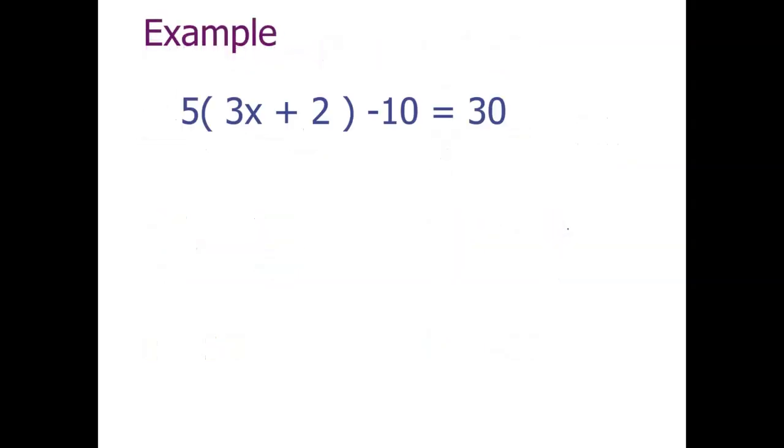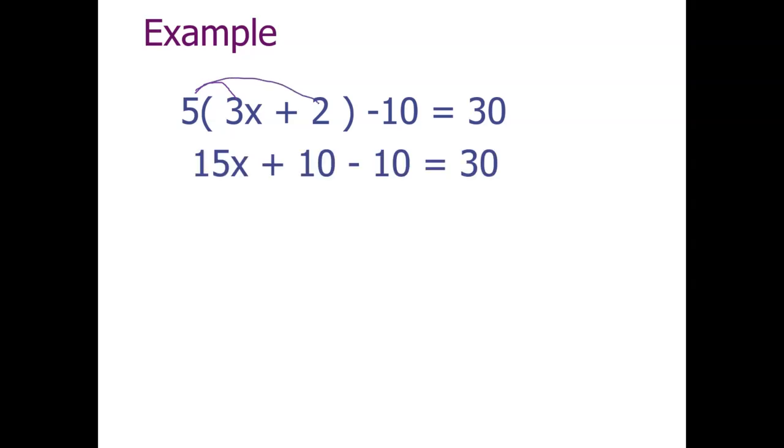Here's our first example. 5 times the quantity 3x plus 2, minus 10 equals 30. In this case, I'm going to use first the distributive property. 5 times 3x is 15x. 5 times 2 is plus 10. That's how I get 15x plus 10 minus 10 equals 30. Plus 10 and minus 10 will cancel each other out, combining the like terms. We end up having 15x equals 30.